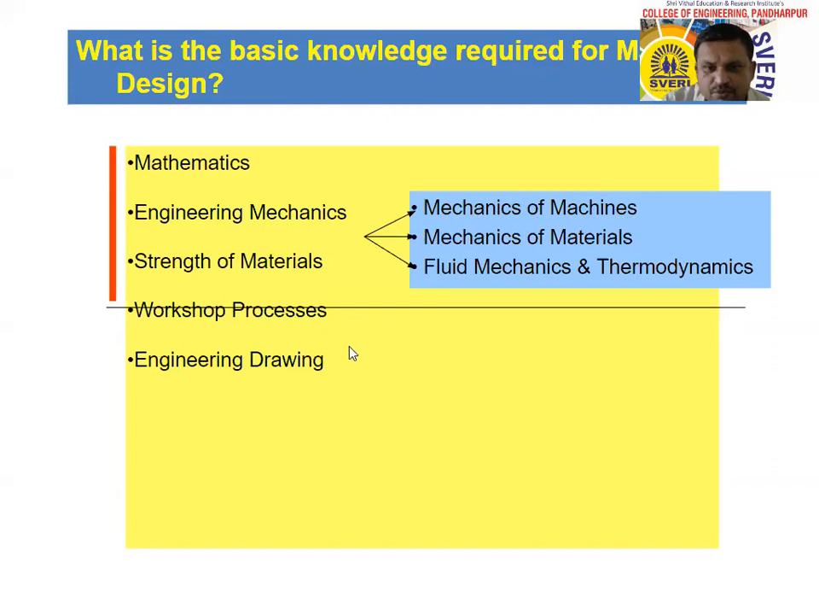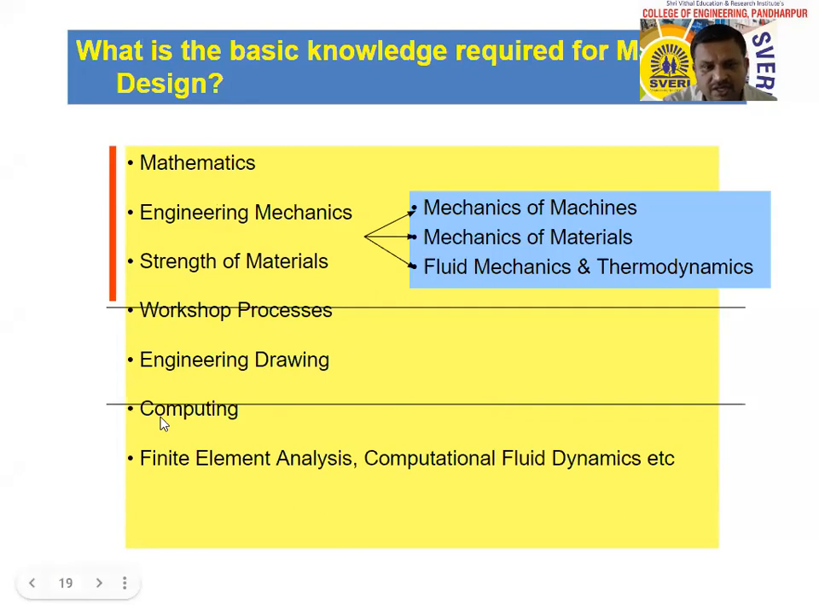Then we must know workshop processes. Workshop processes you have studied: casting, welding, then different operations carried out on the lathe machine, milling machine, shaping machine, slotting machine, drilling machine. These are known as workshop processes: casting, welding, or these different machining processes. Then we require knowledge of engineering drawing. Engineering drawing means you have studied this subject in first year. Then the other part is computing analysis. Computing software means analysis software, that means finite element analysis, computational fluid dynamics, etc.